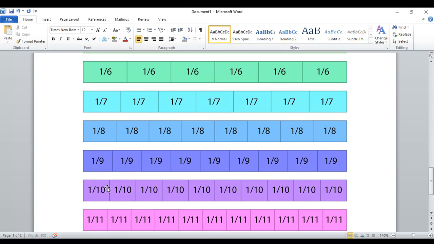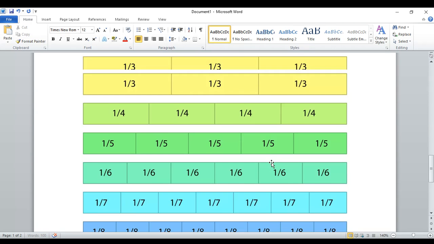So when we go down here and look at our ninths, this amount is 1/9. This amount is 4/9. And then this amount would be 7/9. You could see if that was a candy bar, you would be getting the greater portion.